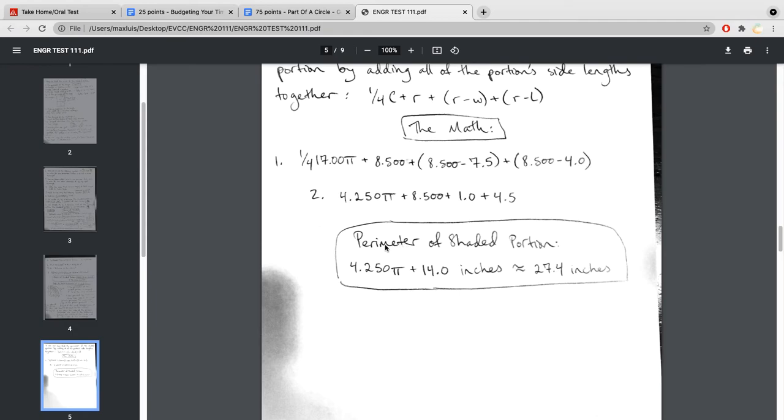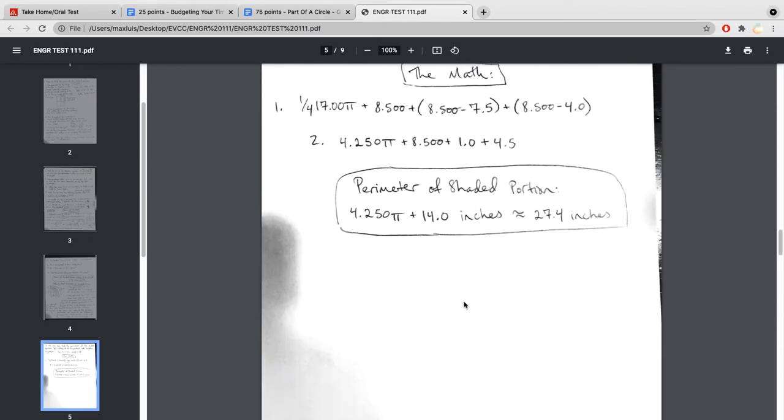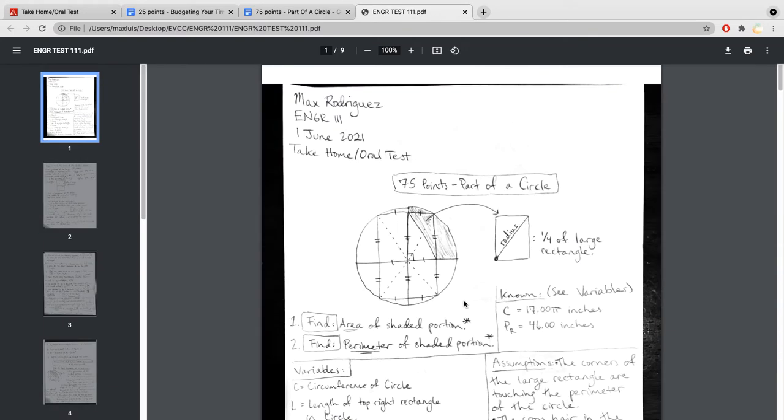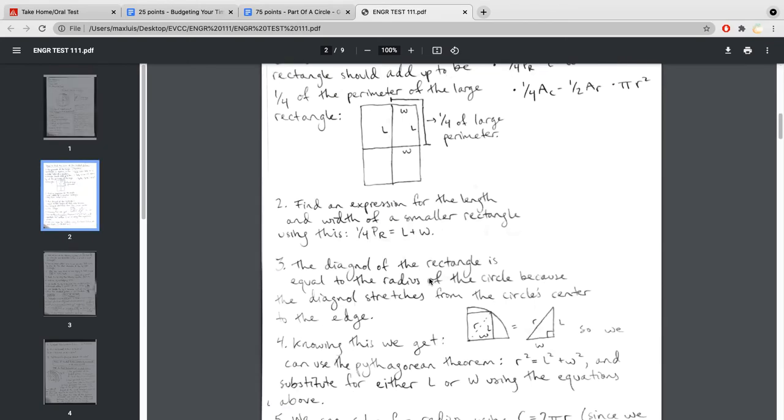In this case, the perimeter of the shaded portion in terms of pi is 4.250 pi plus 14.0 inches, which is approximately, if we plug in 3.142 for pi, 27.4 inches. And that is the 75-point part of a circle problem solved.